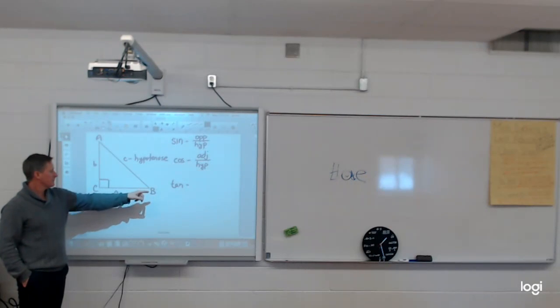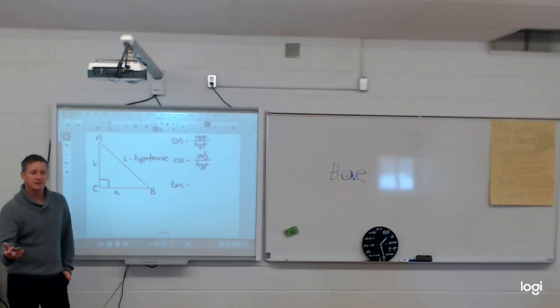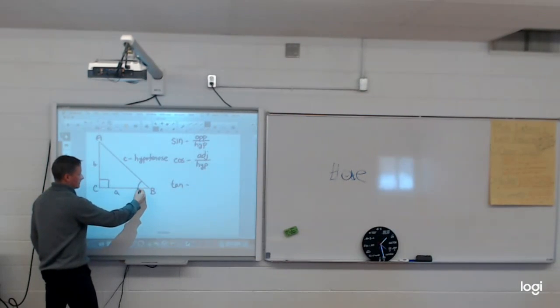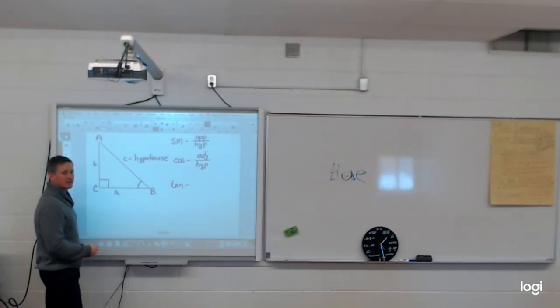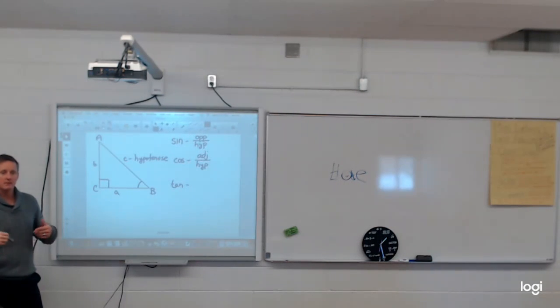Here's how I explain adjacent to people. It's next to it. Here's my angle here. Angle B is right here, right? What's the side next to it that's not the hypotenuse? Side A. What's the hypotenuse? C. Never changes. It's always across from the right angle.